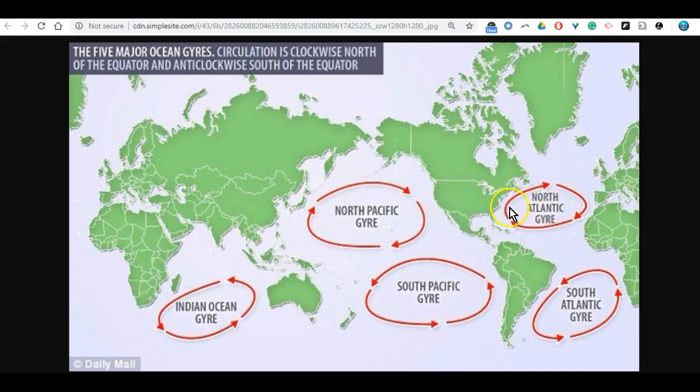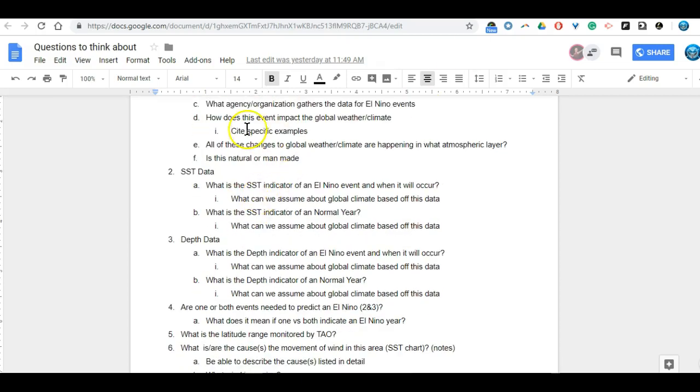Over here, again, warm water is being pushed towards this side and this side. So normally this side of South America is wet, this side of North America is wet. During an El Nino year, that warm water moves this way. That means Europe gets more rain and Africa gets more rain. All of these change global weather and climate.